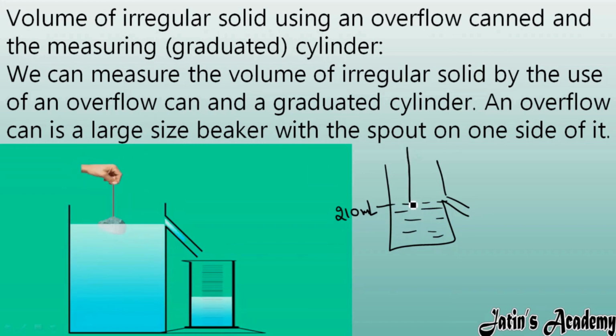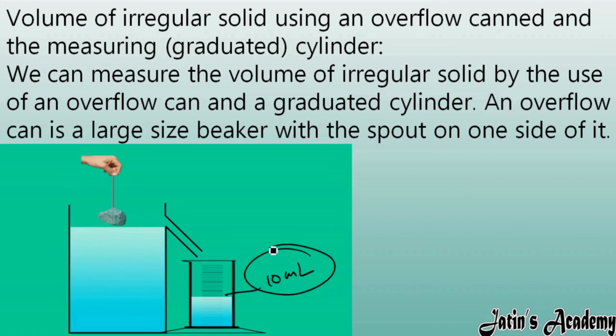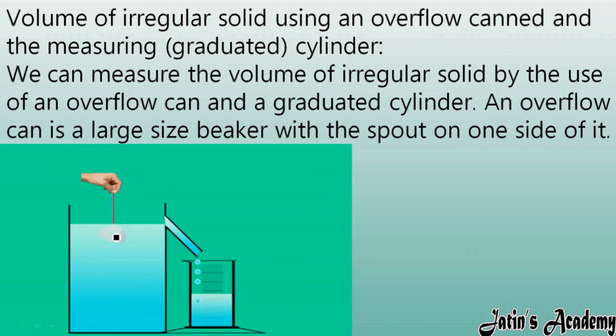Then I will take one stone tied with a thread and gently immerse it into the overflow can. Below it I have the measuring cylinder. After immersing the stone into this water, the water level will come up and the water will go down into the measuring cylinder. For example, here 10 ml of water came out. So this 10 ml of volume is nothing but the volume of this irregular solid. So however much amount of water came out, that much volume is the volume of this irregular solid.